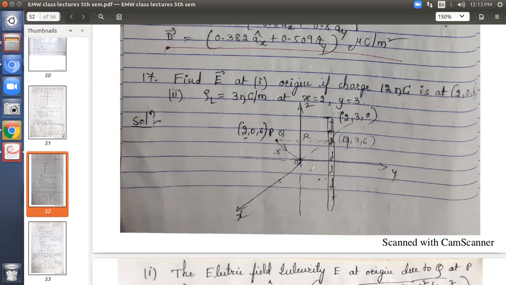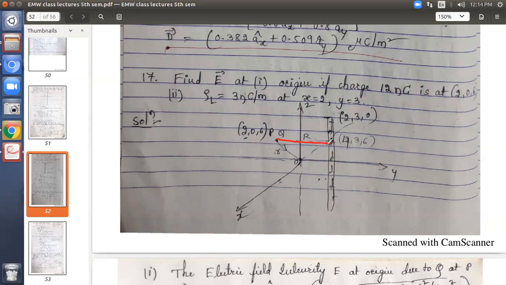Now if I want to draw a perpendicular, where is the point? Point is 2, 0, 6. So the point will come somewhere here, 2, 0, 6, right? In the y direction there is nothing, 6 here. So this is your point P, 2, 0, 6. This is your line. What is the line? 2, 3 and 0, right? X equal to 2, y equal to 3, z equal to 0. So this is the point of the line charge, and this is the point where you have to calculate the field. These are the two things.